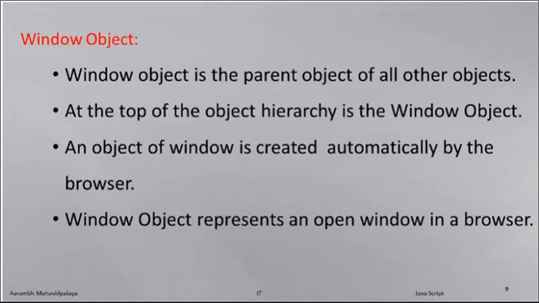The next one is the window object. Window object is the parent object of all objects. It is the top of the object hierarchy. An object of window is created automatically by the browser, and the window object represents an open window in a browser. Just remember that the window object is the parent object of all other objects.